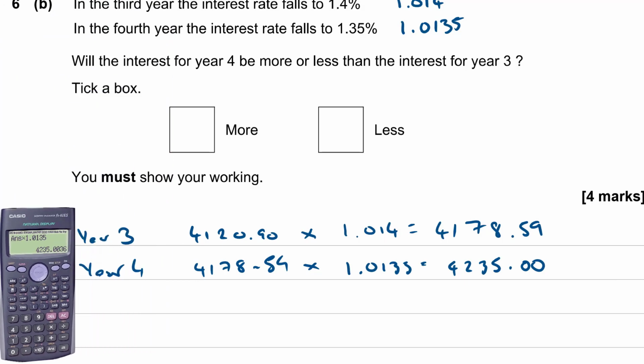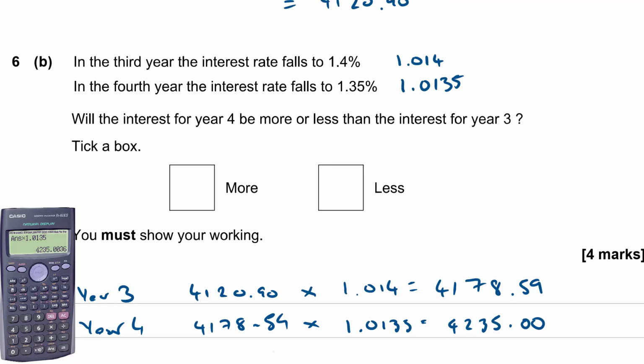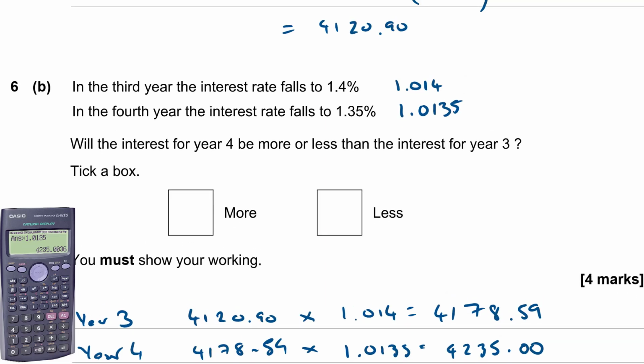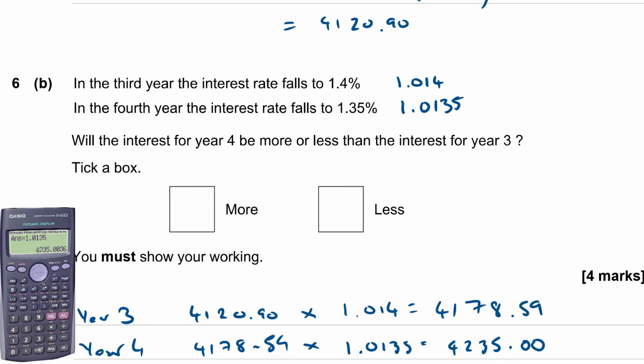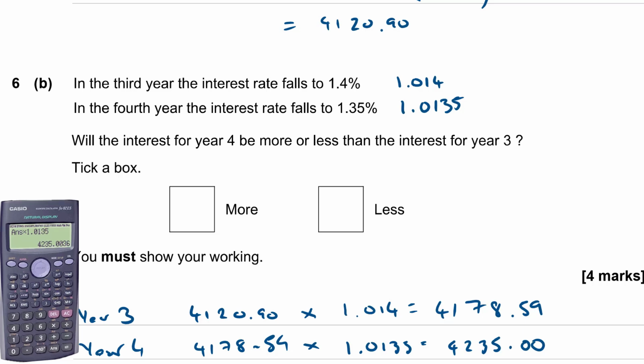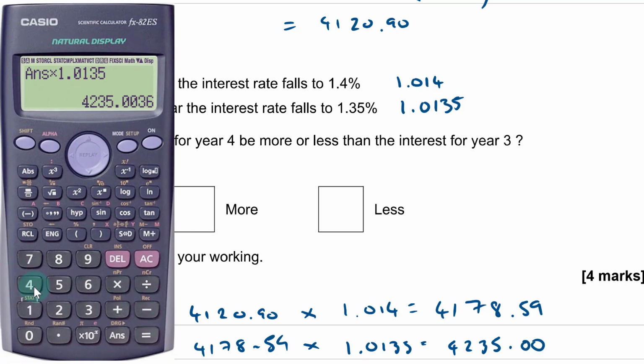Okay, now the question actually asked, will the interest for year 4 be more or less than the year 3 amount? We haven't worked that out yet, we've just worked out the totals, so we need to do that as well. So how much interest did we earn in year 3? Well, we started off with £4,120.90 and we ended up with £4,178.59. So taking one away from the other should tell us how much interest we earned during that year.